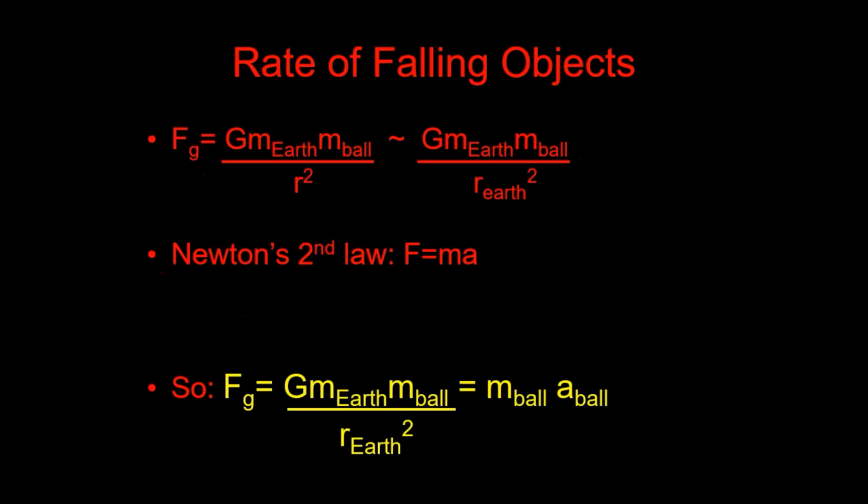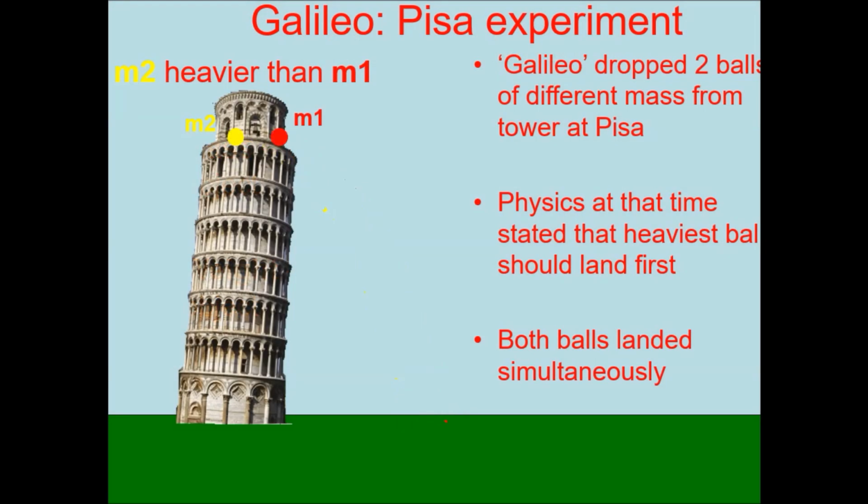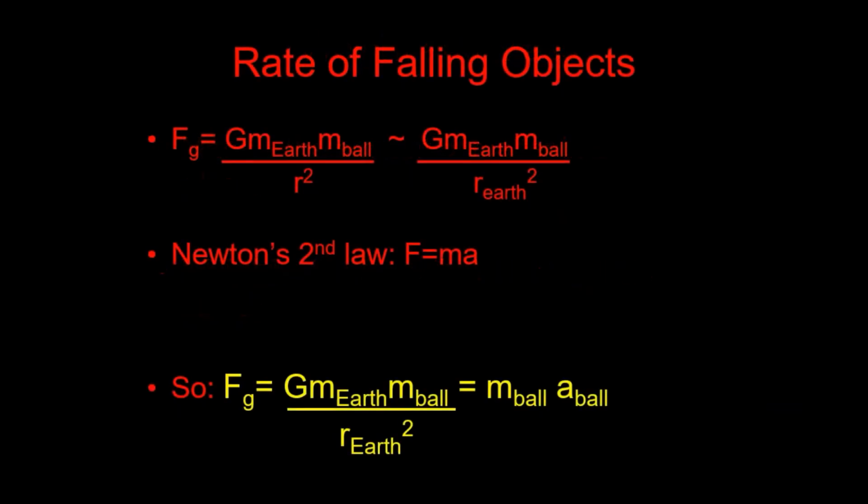So, we talked about the fact that in this particular scenario, it doesn't matter if m2 is greater than m1, the two balls will hit the ground at the same time. And we've laboured on that point several times. But why is this the case?